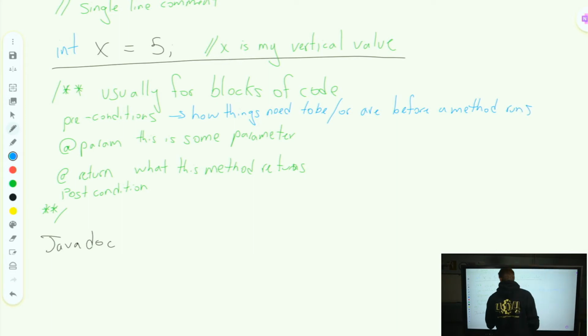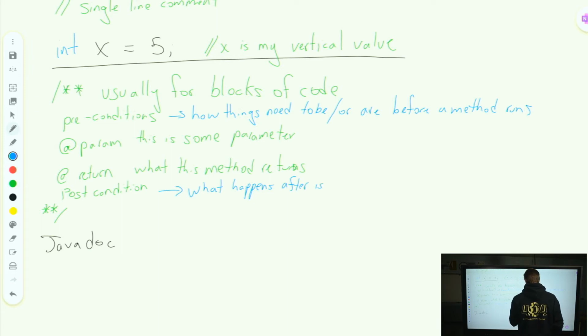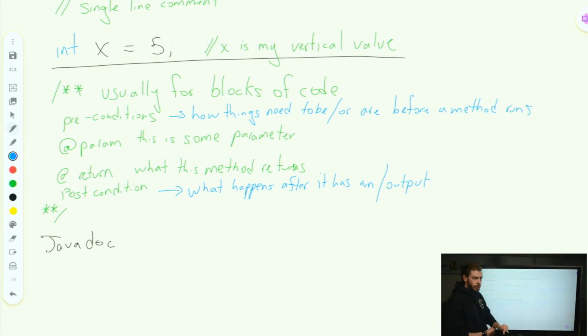And postconditions are what happens afterwards. So what happens after it's run? It has run. Now, this can be not just the return method, but perhaps side effects that happen, things that print to the screen. It doesn't necessarily have to be what just is returned in a postcondition.